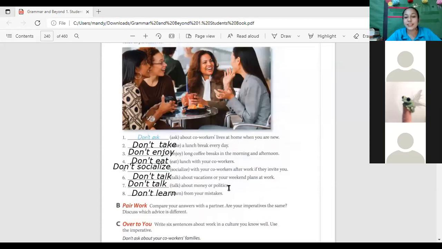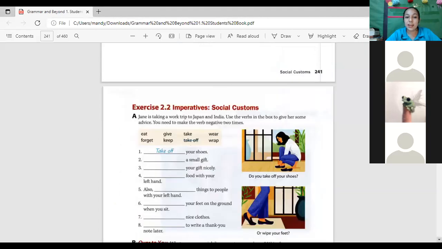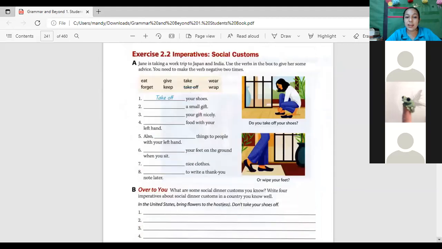Okay, let me check. Let's clear this part, and now let's continue. Imperative social customs. This topic is interesting, yeah? Because in different places you need to do something and in other places, no. So that means, maybe in a restaurant something is allowed, in another one, no. This kind of rules.